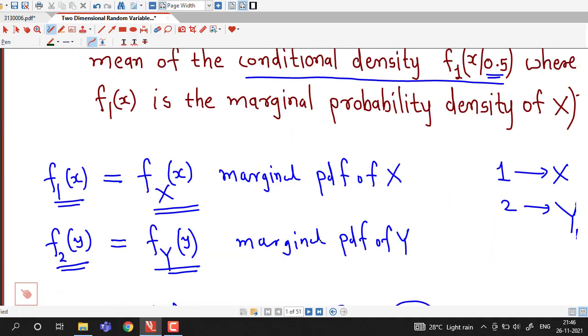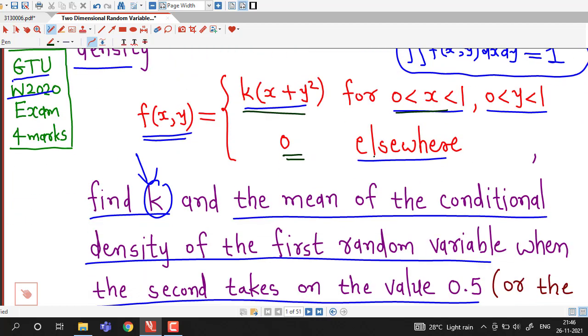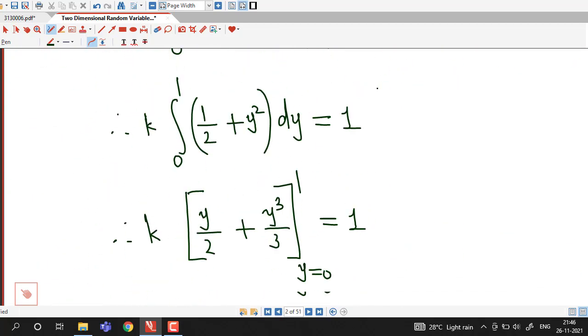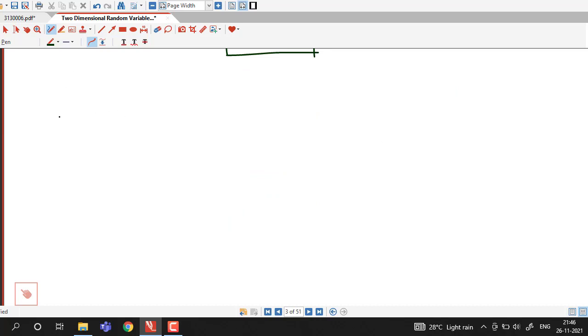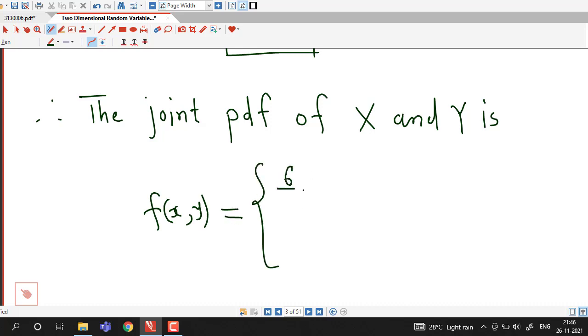It is given that f is joint density of bivariate random variable x, y. Then we have to find out value of k. So now we can write down value of k in the joint density function of given bivariate random variable. Okay, so therefore the joint PDF of random variables x and y is fxy equal to k times x plus y square, k is 6 by 5, and 0.